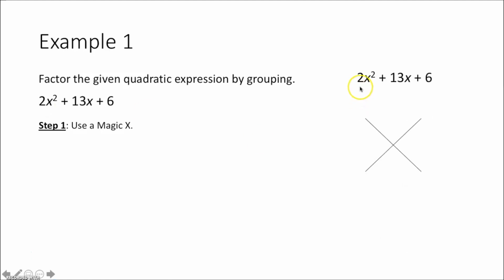When we're doing a magic X, we need to know what our A, our B, and our C are, because A times C has to go on top, and our B value has to go on the bottom. We then think about two numbers whose product is 12 and whose sum is 13. So two numbers that multiply together make 12 and add together make 13. Well, that's easy, it's going to be 12 and 1.